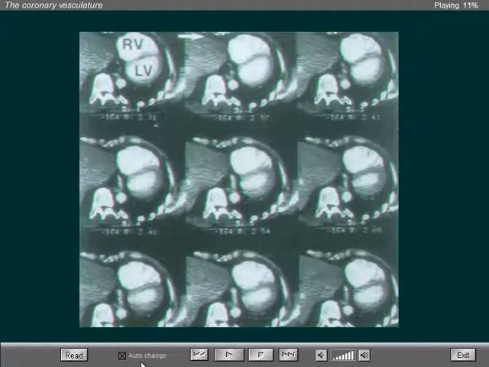Left ventricular dysfunction is usually the sequela of myocardial ischemia. However, occasionally we can see right ventricular dysfunction as illustrated in this case. And note the dilated cavity of the right ventricle, which is markedly hypokinetic.